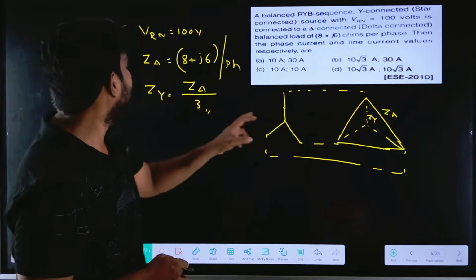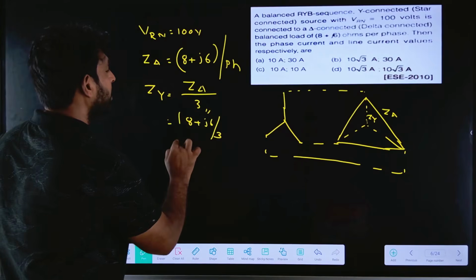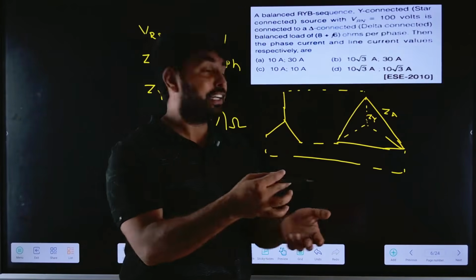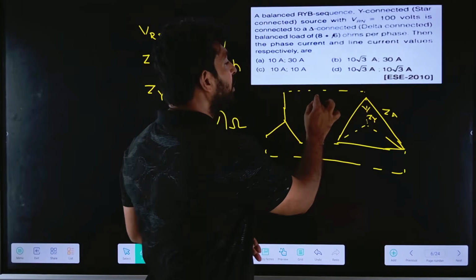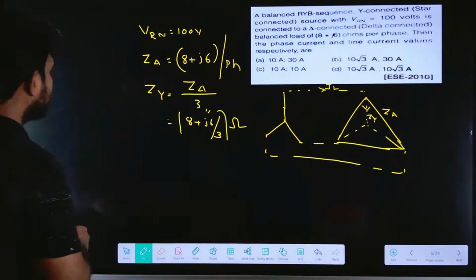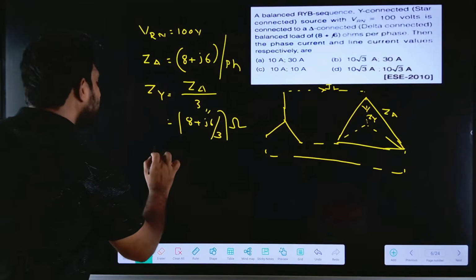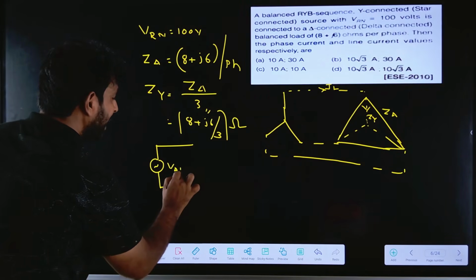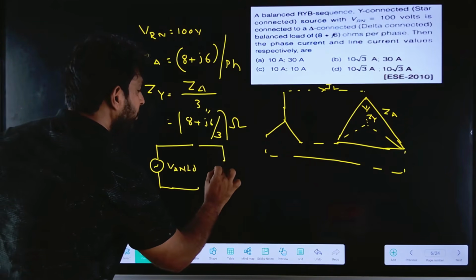Now if I find ZY, what is the value? 8 plus J6 divided by 3. Now we got the star-star connection. The star-delta connection is converted into the star-star connection. Now we find this current, which is equal to the line current. In the simplest way, we can represent VAN, at an angle 0, applying across ZY. So directly you can use this equivalent circuit model.